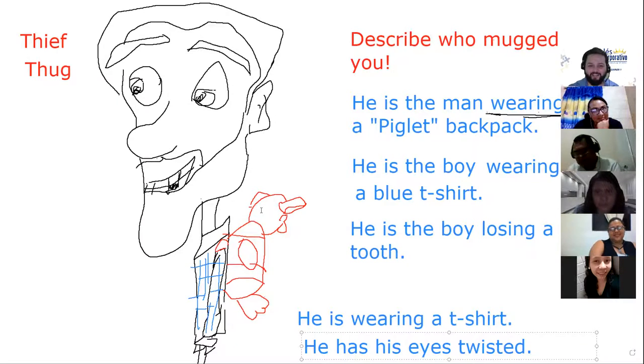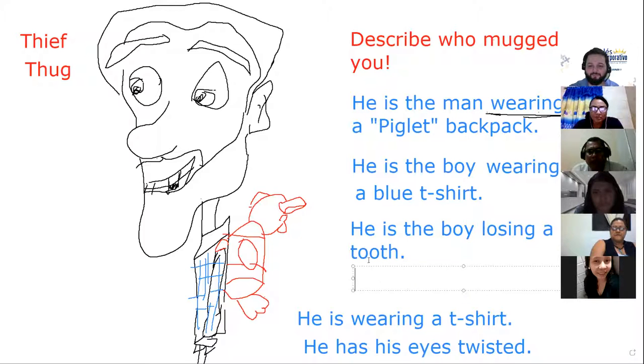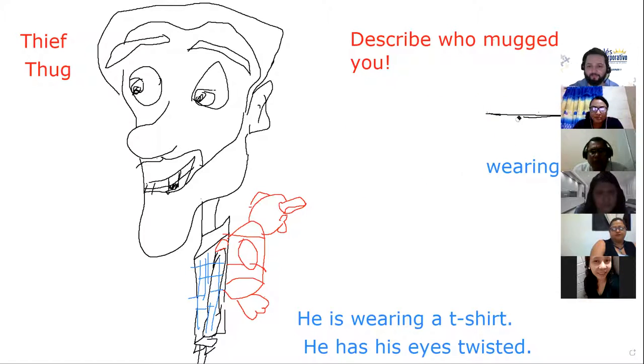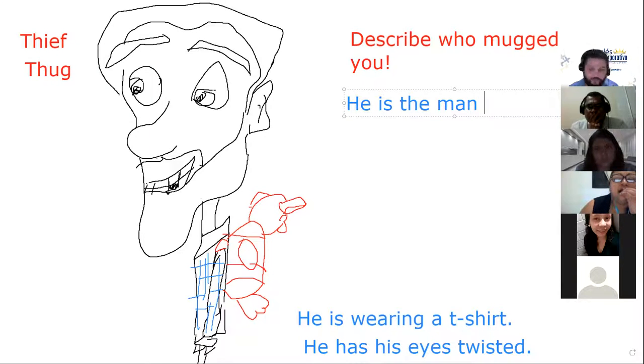Anyway, so how can we say, guys, that he's the guy? I'm giving you the answer now. He has his eyes twisted, right? So how can we turn this into the same example that we got here? So who wants to give me another example? He is the man what? Having a long neck. Now, all right, there's something, guys. Black hair. Thank you, guys.